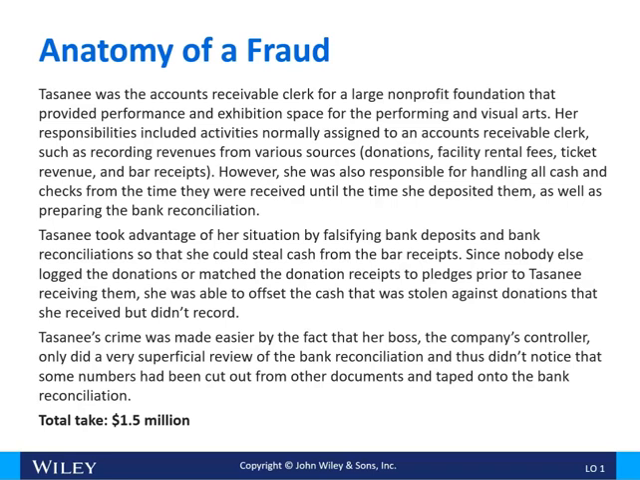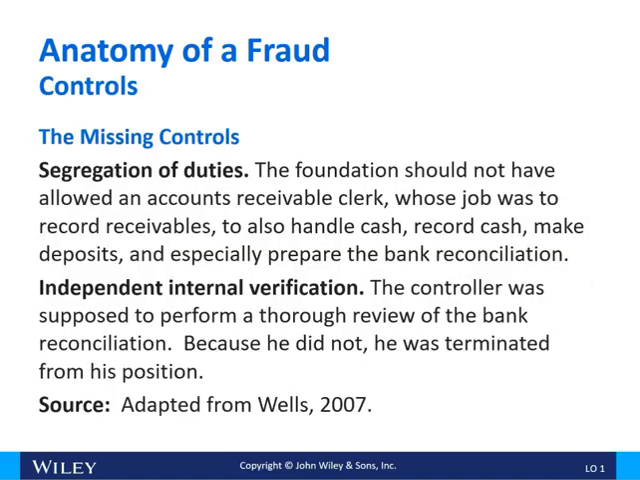The crime was made easier by the fact that her boss, the company's controller, only did a very superficial review of the bank reconciliation, and he didn't notice that some of the numbers had been cut out from other documents and taped onto the bank reconciliation. So she was able to take $1.5 million from this nonprofit.